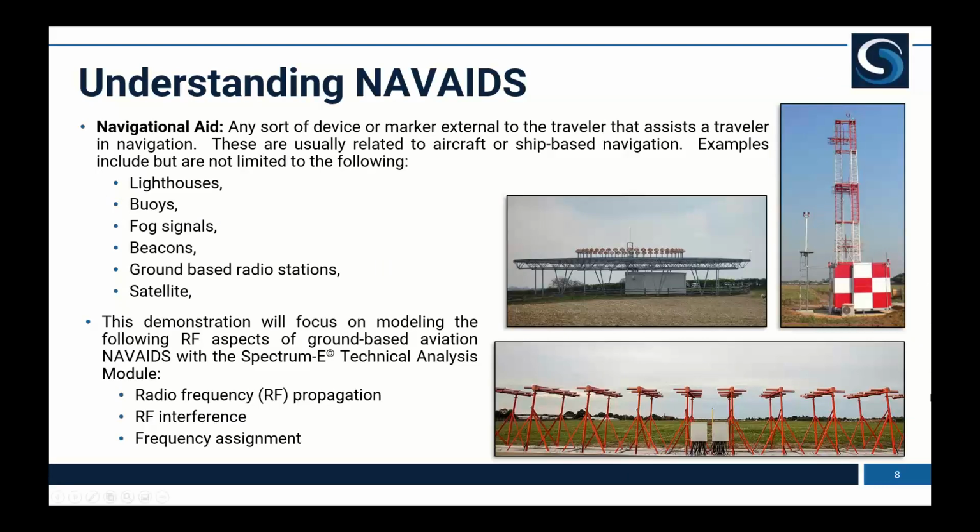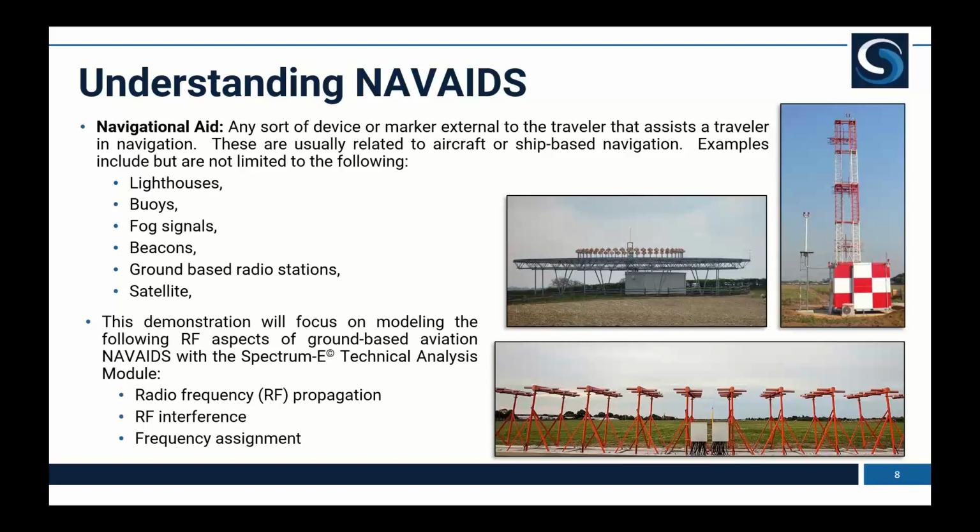So understanding NAVAIDS. What is a navigational aid? It's any sort of device or marker external to the traveler that assists a traveler in navigation. These are usually related to aircraft or ship-based navigation, and this can include, but is not limited to, lighthouses, buoys, fog signals, beacons, ground-based radio stations, satellites, etc.